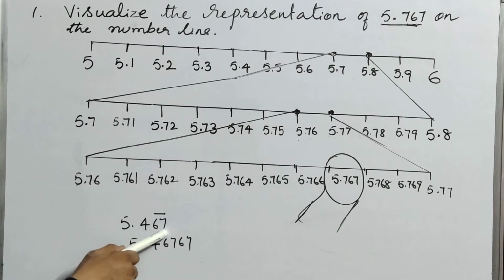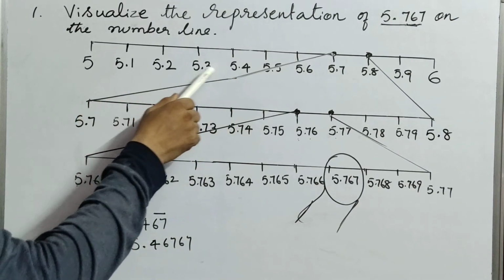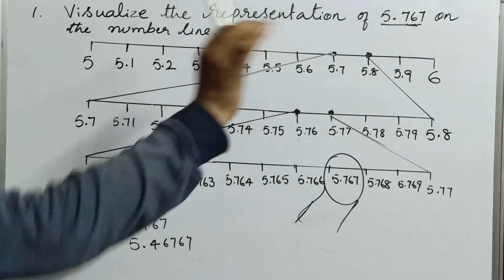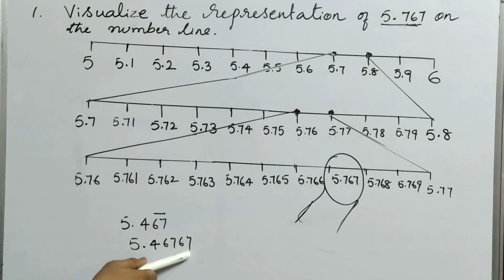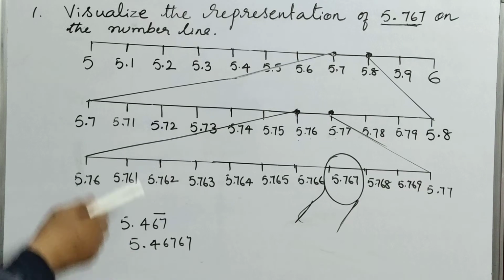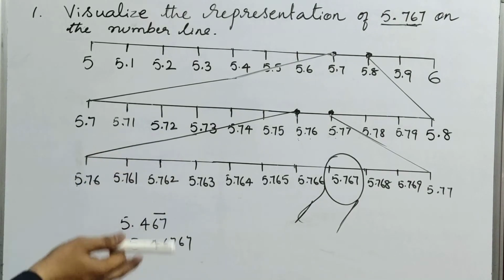Then how to write this one means 5.46767. Why? Because 67 bar means it is recurring. So we have to write the same numbers again. So 1, 2, 3, 4, 5. So 5 decimals. No need to write 6767 again. Up to 5 decimals, no? So 5.46767, 5 decimals. Again same. 5.4 lies between 5.1 and so on, same model. 5.4, so 5.1, 5.2, 5.3, 5.4, 5.5, 5.6, so on like that. Till 5.467 comes, you have to do. That means not only these three lines will come, more lines will come.